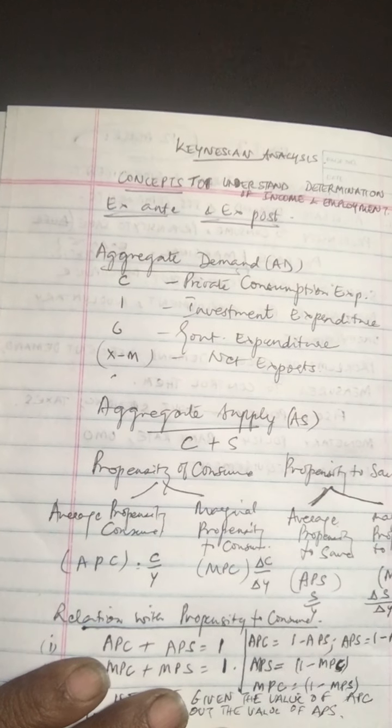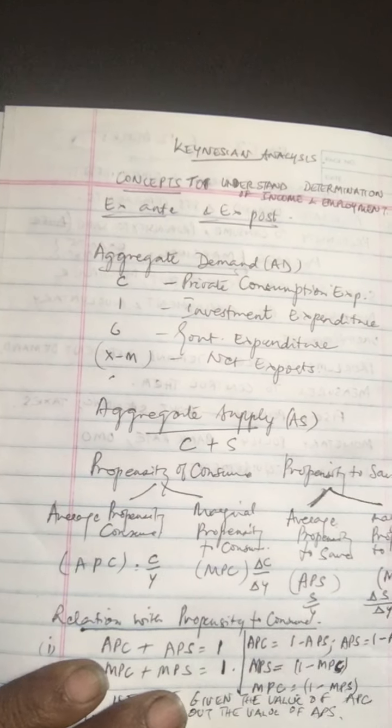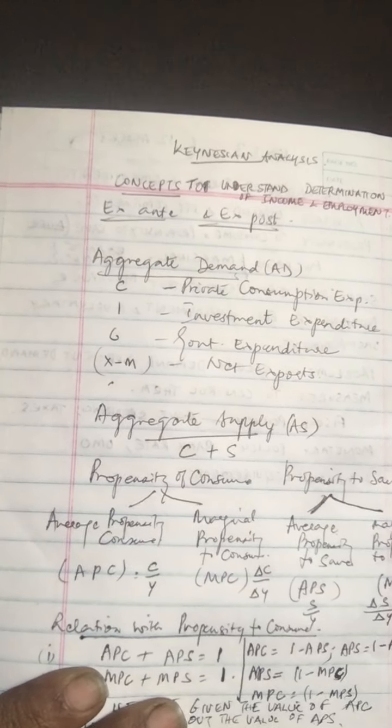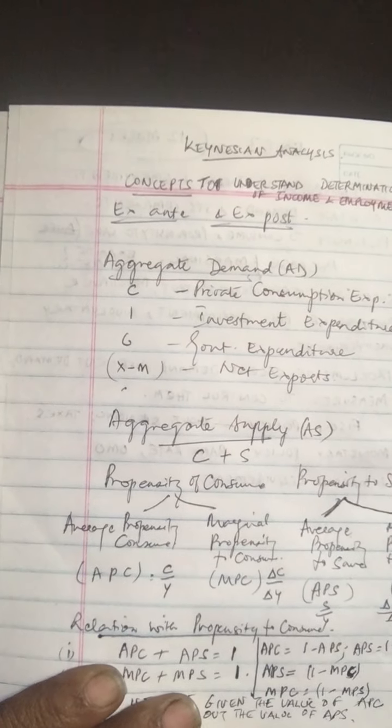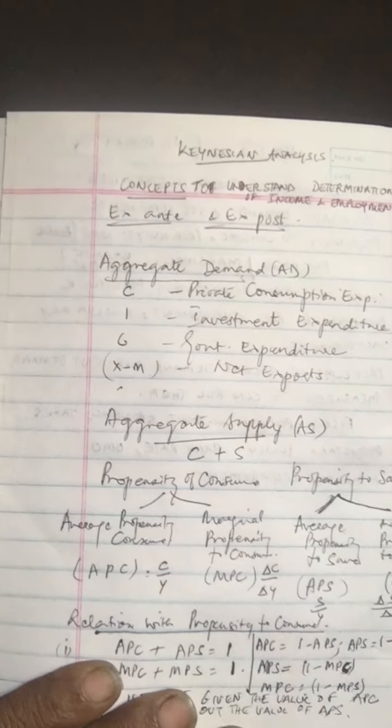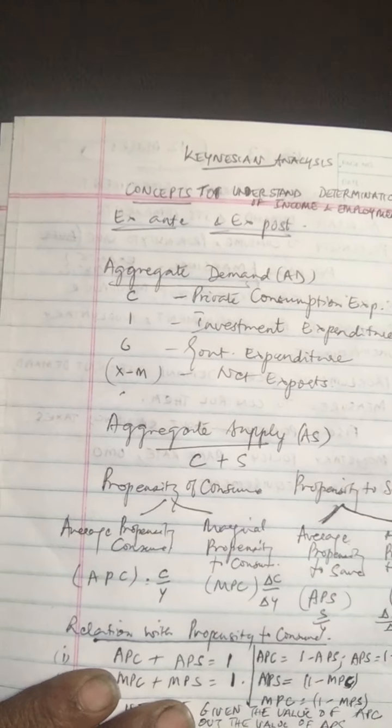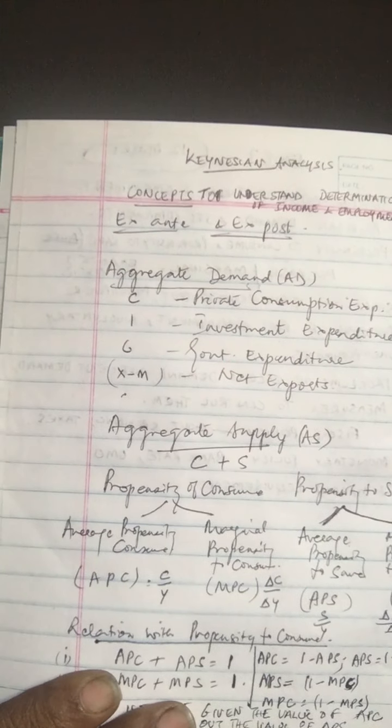Now the significance of this distinction is that all the variables in the theory of income determination in the Keynesian analysis are ex ante variables. So that is why it is very important to know that.